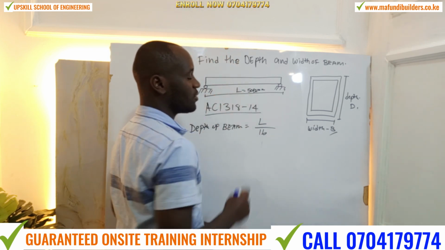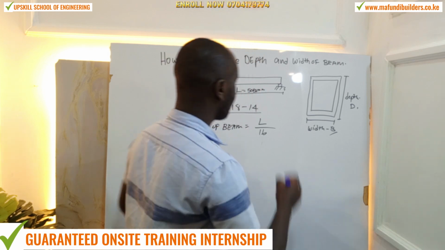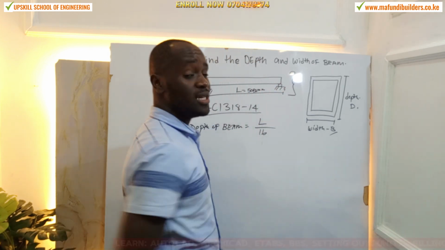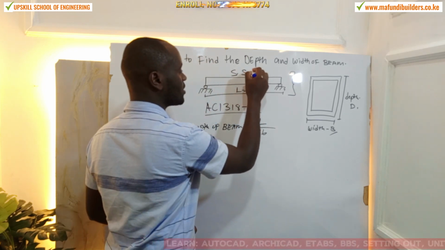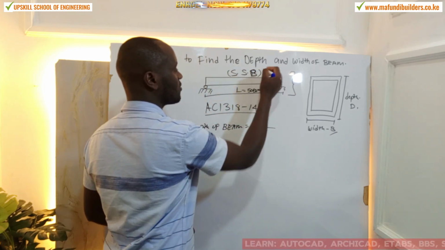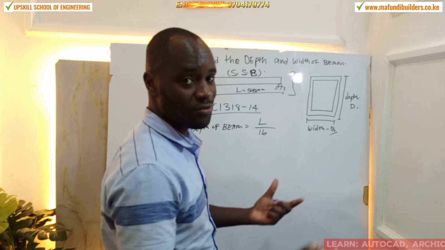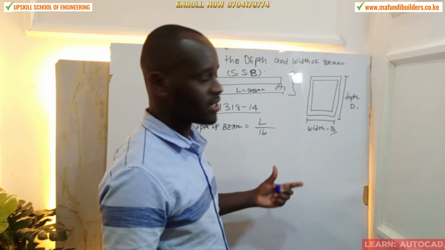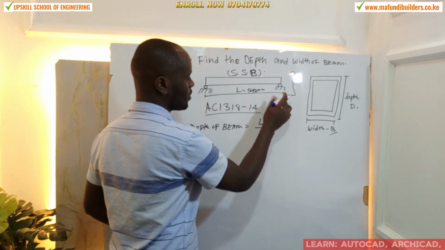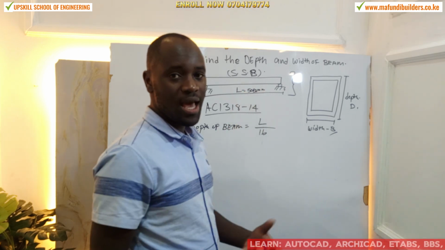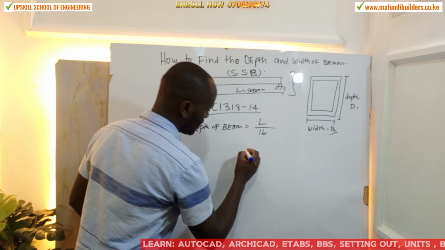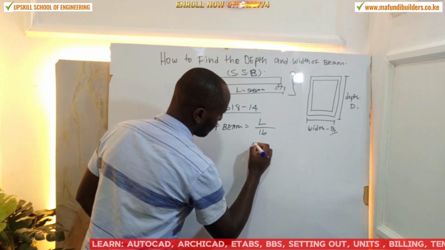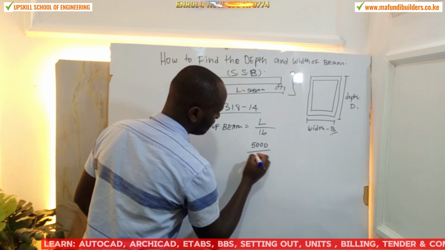Don't forget, this formula is only for a simply supported beam. It is not for any beam. That is important. The span for this one, we're going to take 5,000 mm or 5 meters. So according to this formula, it is 5,000 divided by 16.